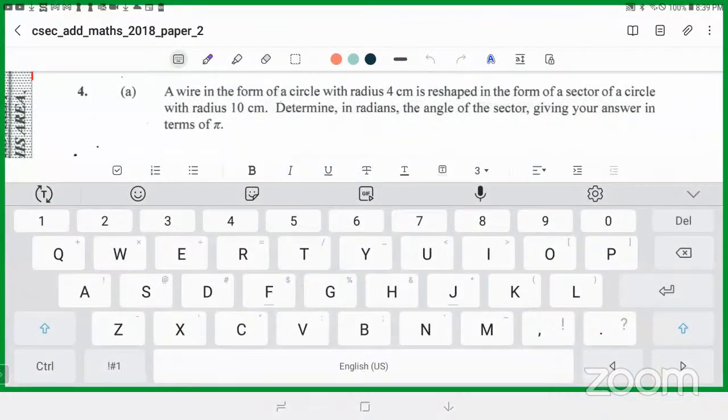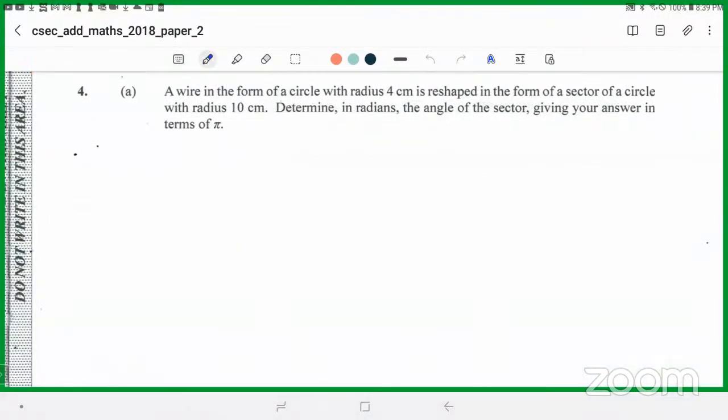So this question says, a wire in the form of a circle of radius 4 centimeters is reshaped in the form of a sector of a circle of radius 10. Determine in radians the angle of the sector, giving your answer in terms of pi.